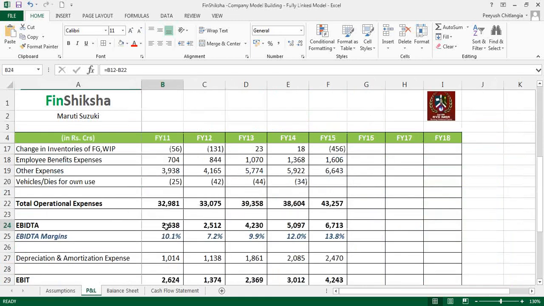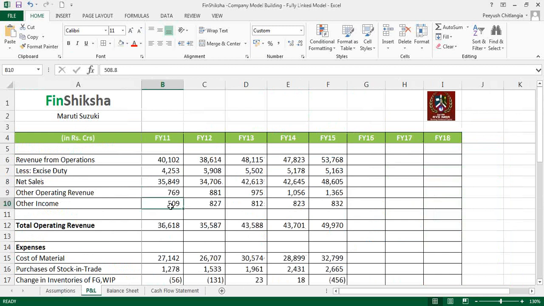We have the profit and loss statement for Maruti Suzuki for the last 5 years that has been fed in, and we have data from financial year 2011 to financial year 2015 in rupees crore. The company makes a revenue of 40,000 crore on a gross basis, on which they end up paying excise duty, and then what is left is net sales. Then they have some other operational income and other income.